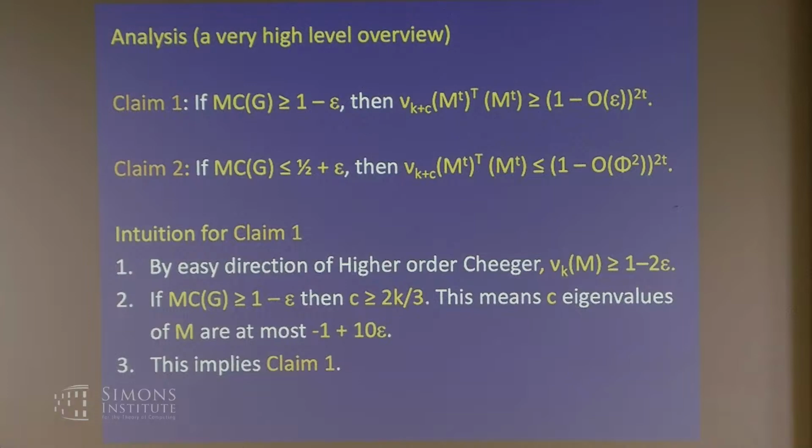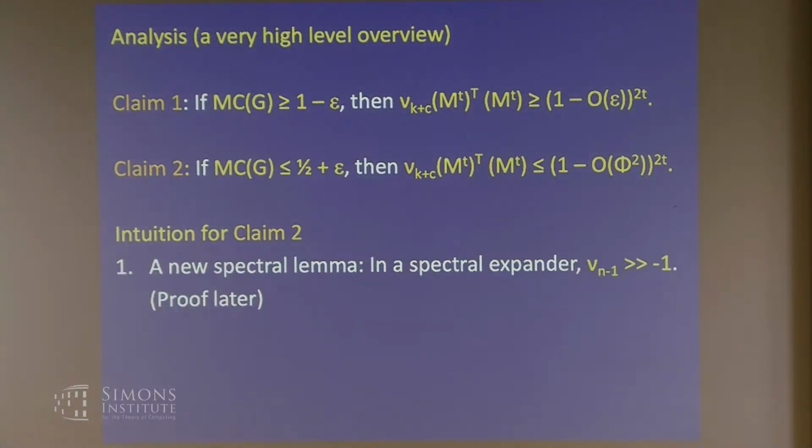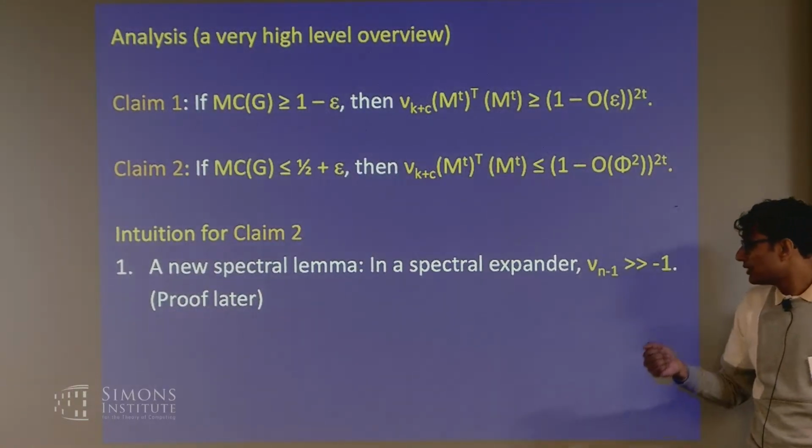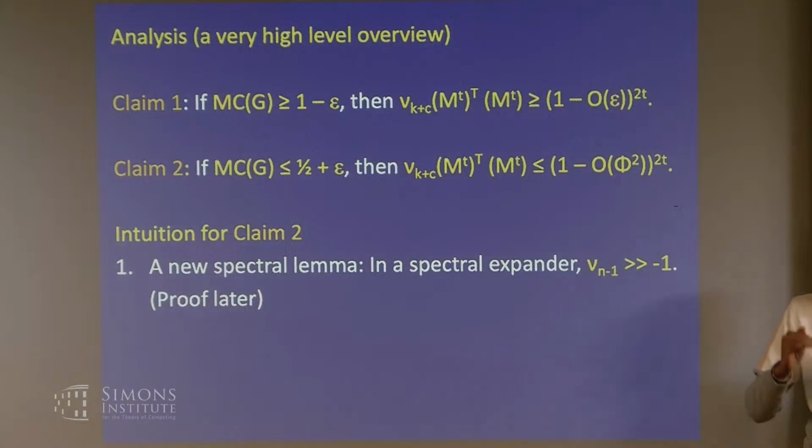Let's move on. So now let me give you some intuition behind claim 2. The key idea here is that we prove an interesting spectral lemma. If I have time, I will delve into the proof. What you can show is that in a spectral expander, the n minus 1th eigenvalue of the Markov matrix is bounded away from negative 1. It's an intuitive fact, but somehow seems to be new in spectral graph theory.